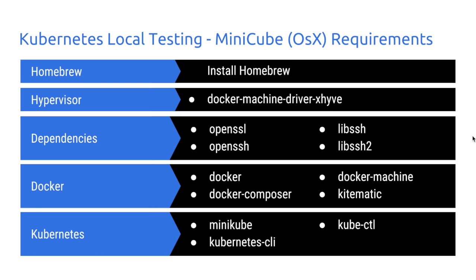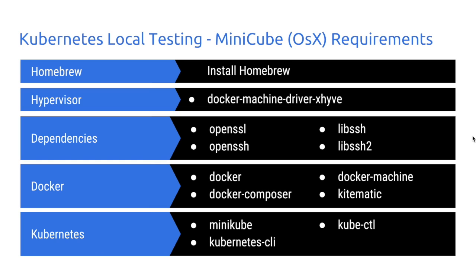And then Kubernetes, the Minikube is what you're actually running locally, which will emulate Kubernetes on your machine. And then they'll have the Kubernetes CLI and kubectl. Those allow us to make our command calls to Kubernetes as well. So we'll manage Minikube with those.